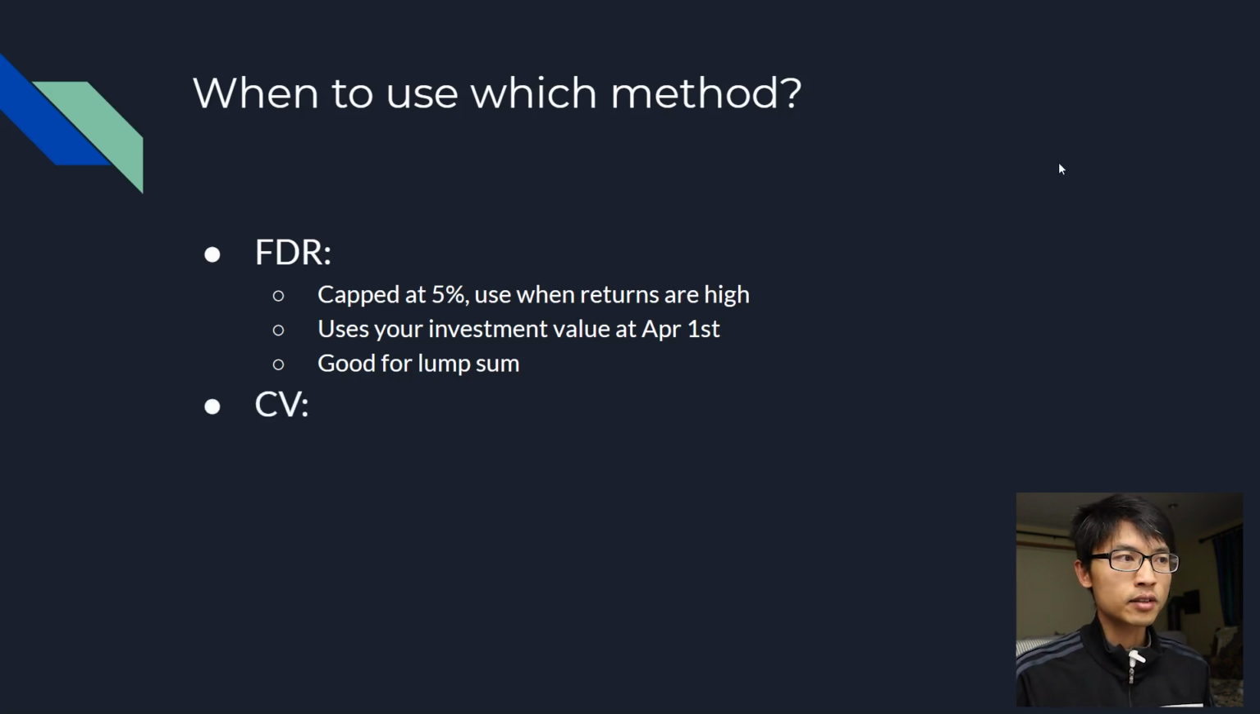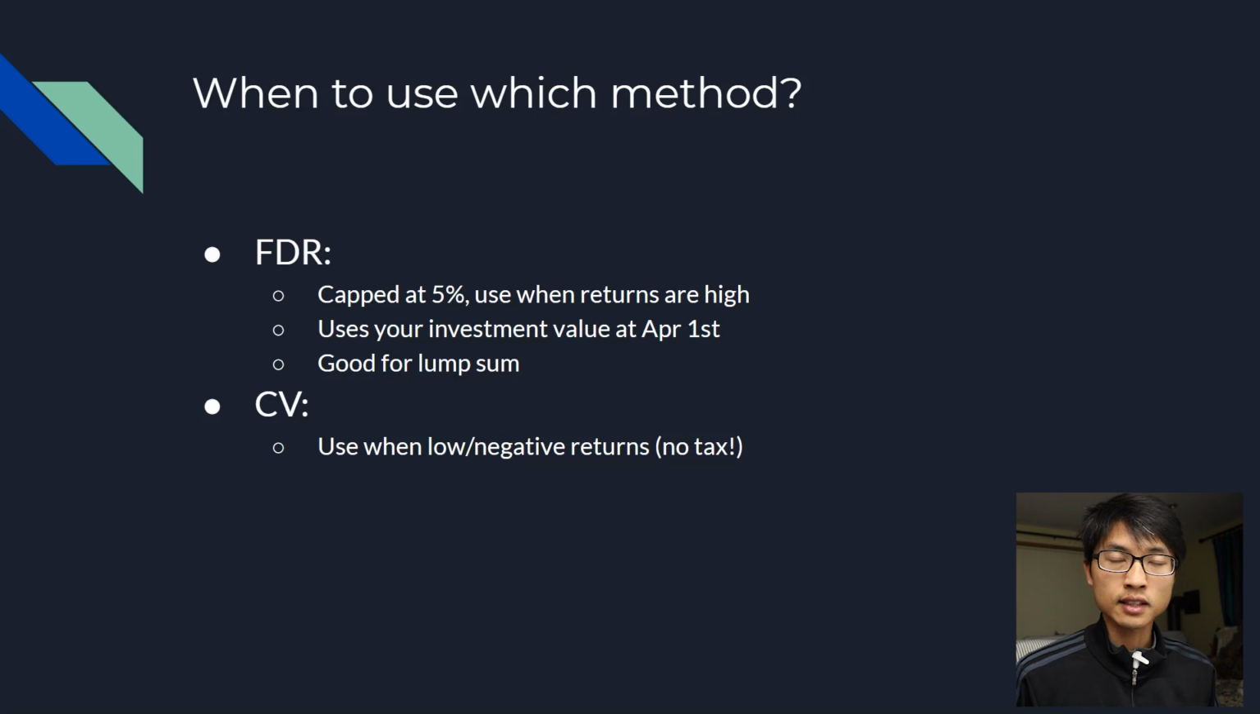On the other hand, the CV method is good to use when there is a low or negative return on your investment, which means that there is no tax. And this is quite useful in the current situation because of all the uncertainty and market downturn. The CV value is quite a good way to calculate your foreign tax obligations.